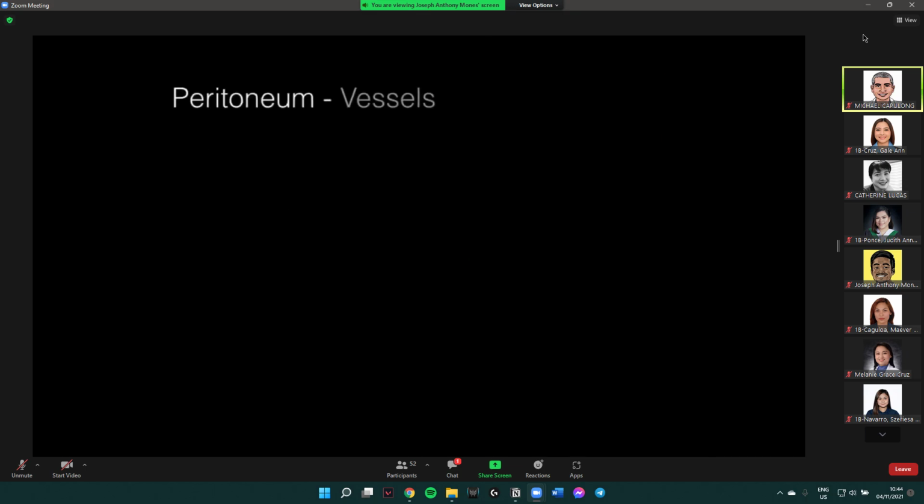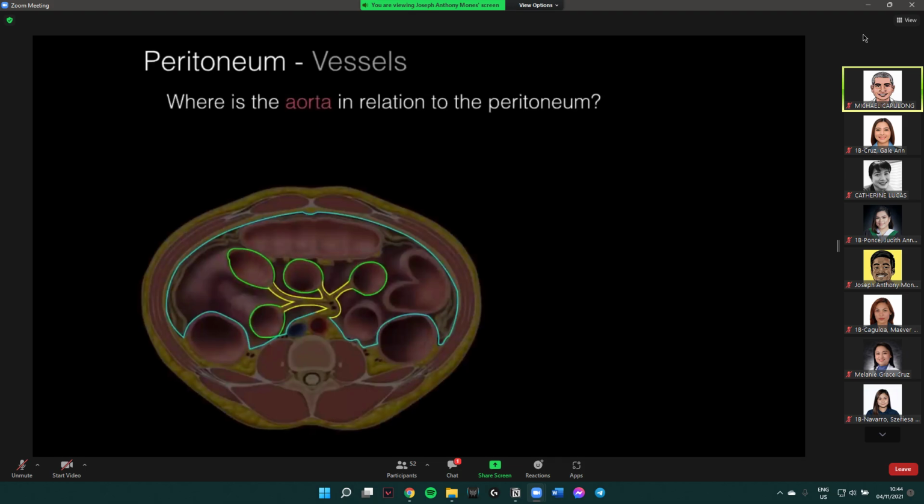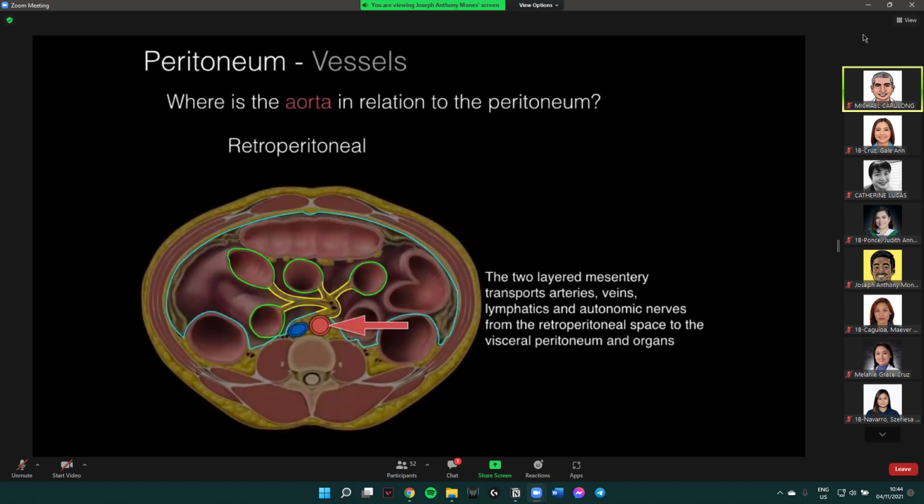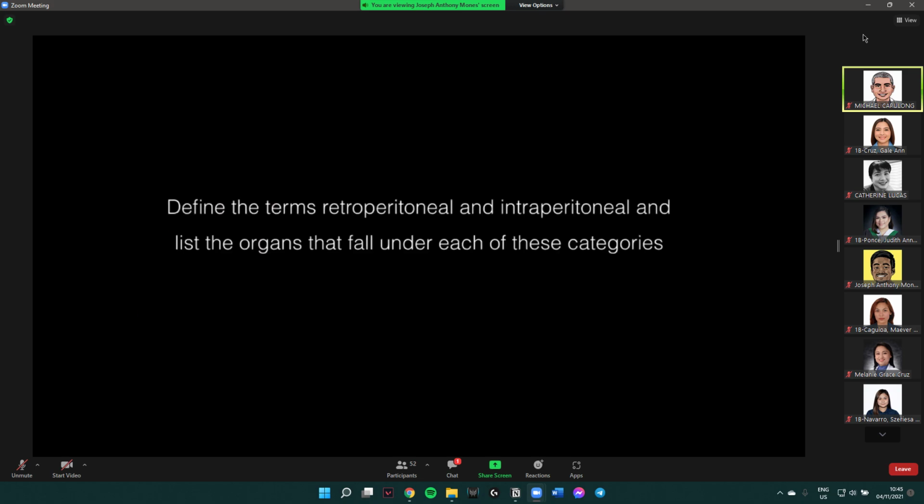Okay, let's talk about the peritoneum and its vascular supply. So where's the aorta in relation to the peritoneum? The answer, in the retroperitoneal space. Now, the two-layered mesentery transports arteries and veins and lymphatics and autonomics from the retroperitoneal space into the double-layered mesentery, and then to supply the visceral peritoneum as well as the organs contained therein.